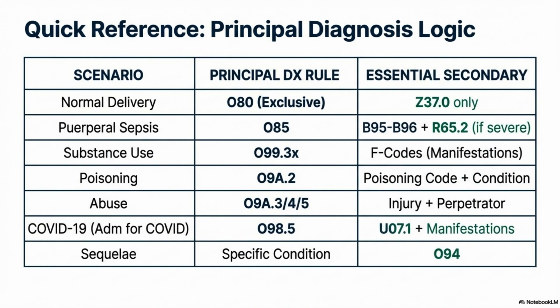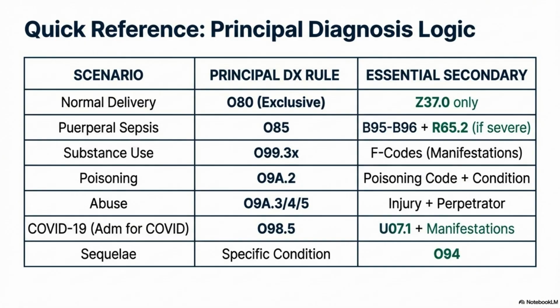This final slide brings everything together with a quick reference table. Normal delivery, O80 with Z37.0 only. Puerperal sepsis, O85 with B95, B96 and R65.2 if severe. Substance use, O99.3X with F codes. Poisoning, O9A.2 followed by poisoning and condition codes.